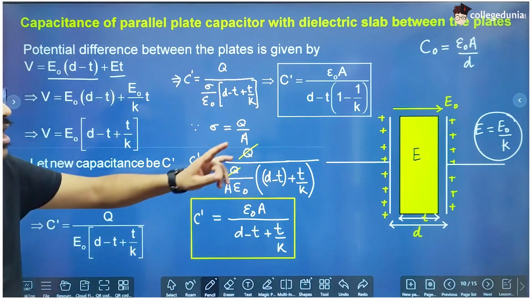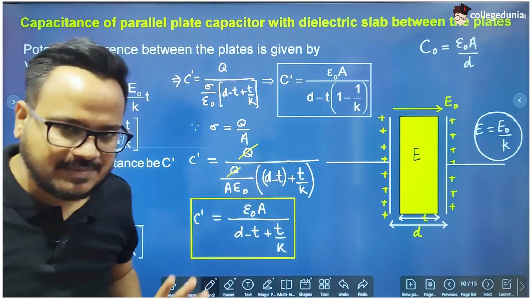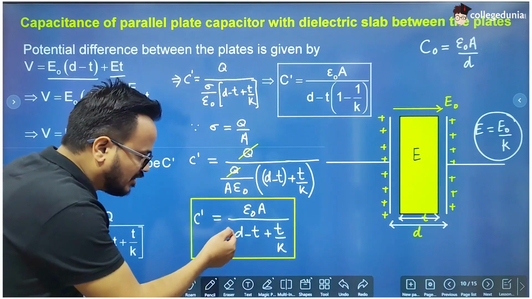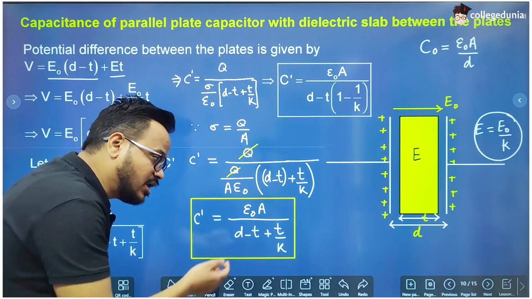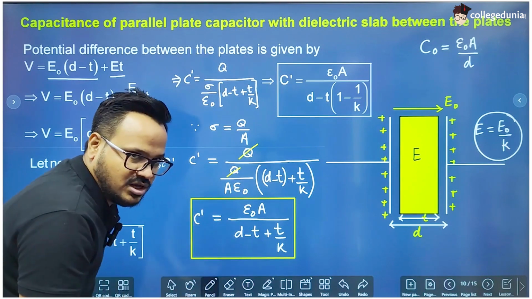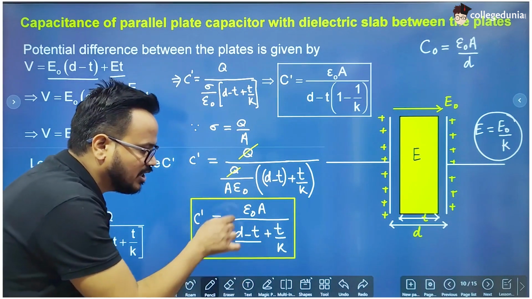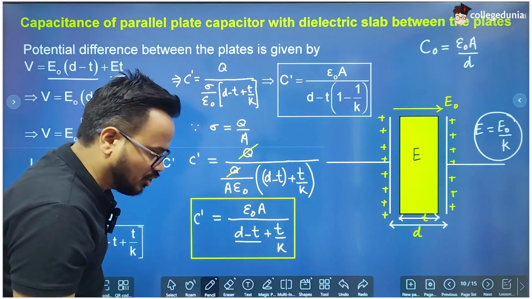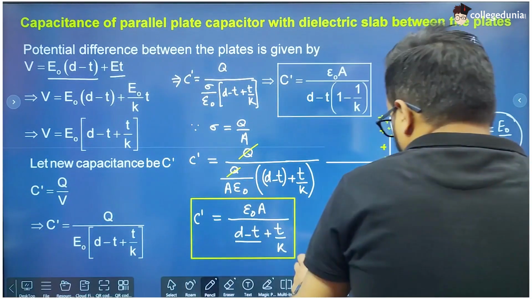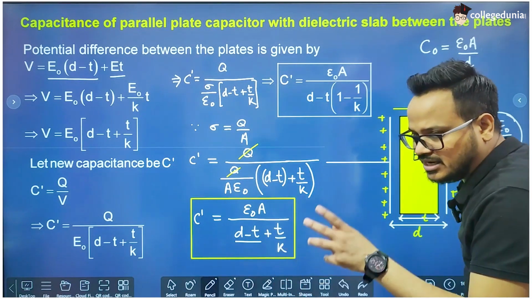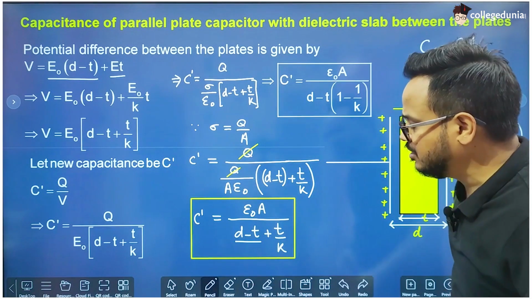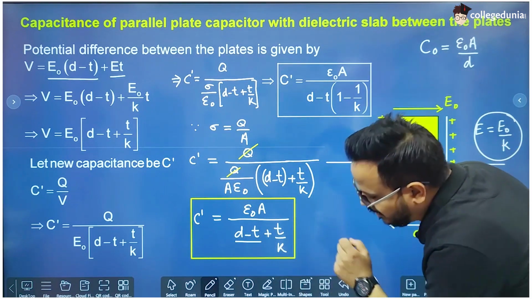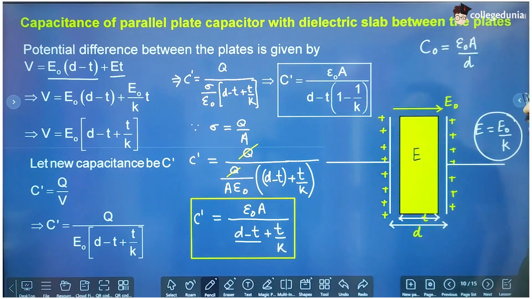So which one is greater? Numerator of both of these is the same, epsilon naught A. Denominator of that is D, and denominator of this one is D minus T plus T by K. Now something is being subtracted from D. So obviously this part of the denominator is lesser than that part, but something is again added with the denominator. So which is more? The thing which is getting subtracted is more, or the term which is getting added is more? Obviously this one is more, because this is T by K and K is always greater than 1.